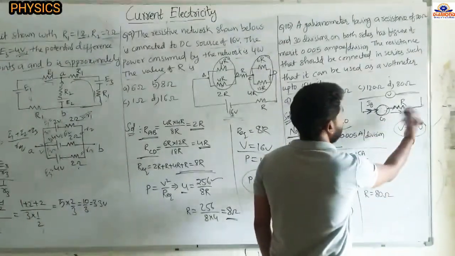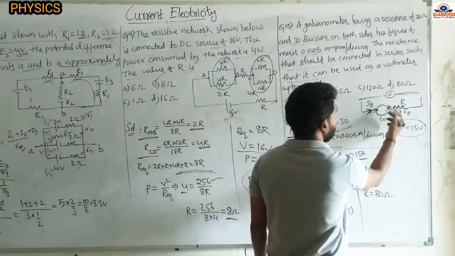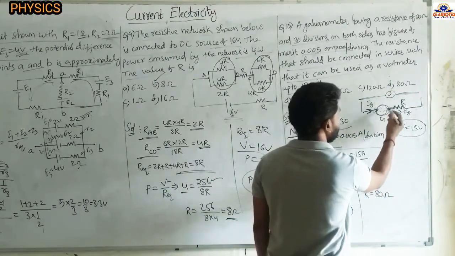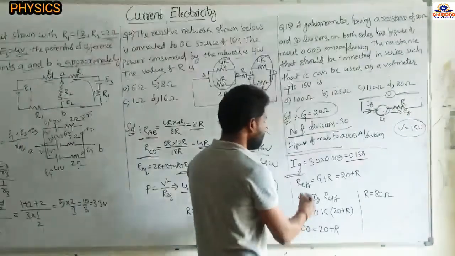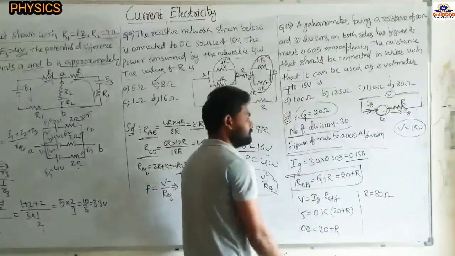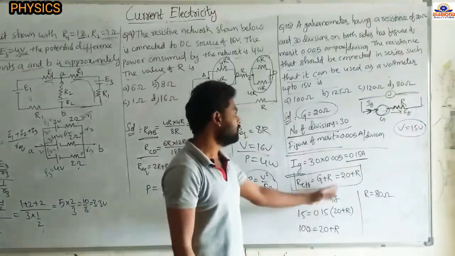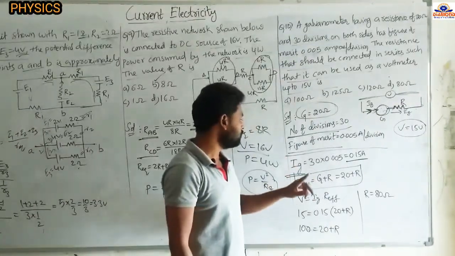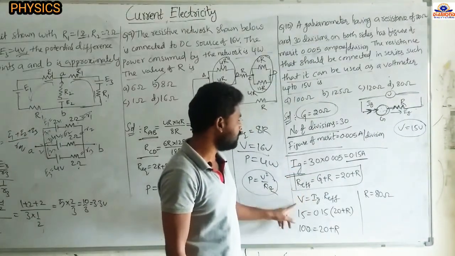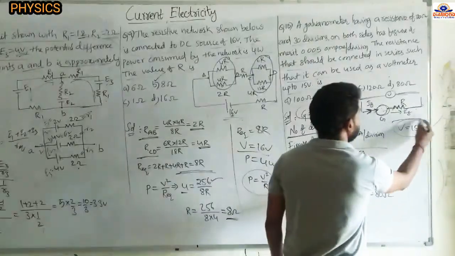Now what is the resistance value we have to find? These two are in series combination. The effective resistance is G plus R. G value is given as 20, so 20 plus R. We got the current, we know the effective resistance, and we know the voltage up to which we can measure, 15 volt.